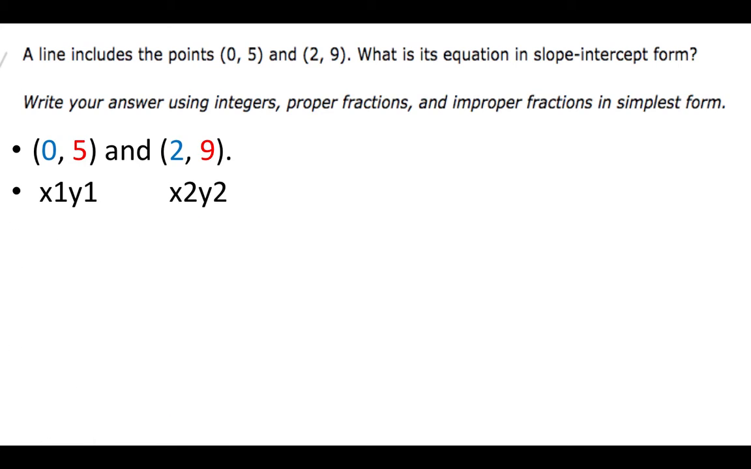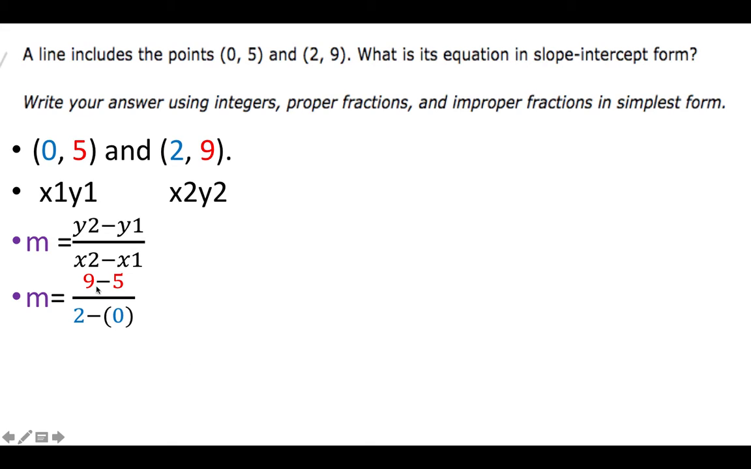I do that, and it also helps to color code if you have different colors as well. I usually color my x's as blue and my y's as red, just so that I'm keeping track of my information. Alright, so now we're going to use my essential formula right here. m, which is my slope, is equal to y2 minus y1 all over x2 minus x1. Let's go ahead and substitute. So y2 is 9, y1 is 5, x2 is 2, and x1 is 0. Up here, 9 minus 5 is 4, 2 minus 0 is just 2.